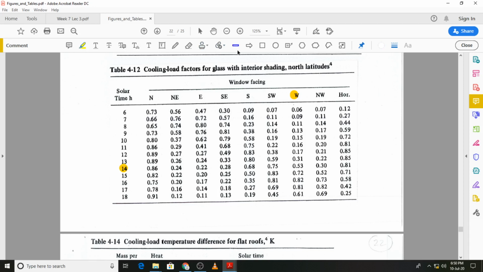Against which the CLF value will be read. Which comes out to be 0.53. So that is the information that we required to calculate the solar gain from windows, and we go back to the final result for that.